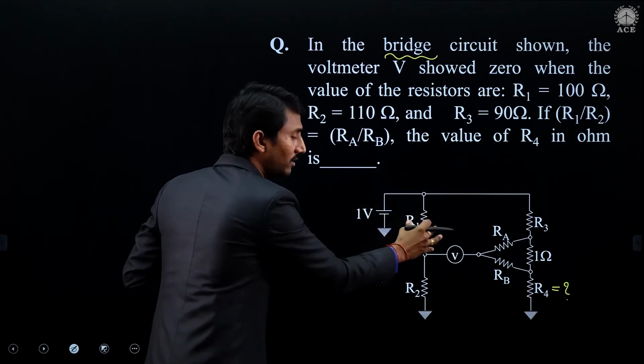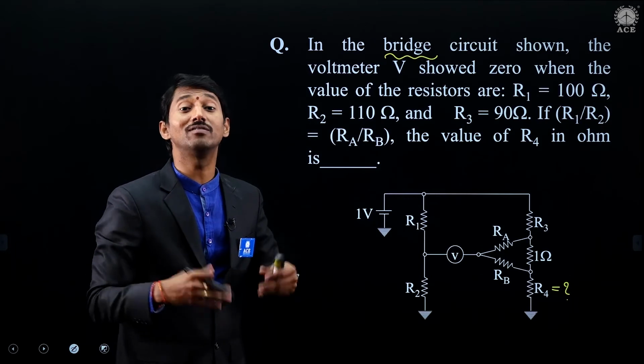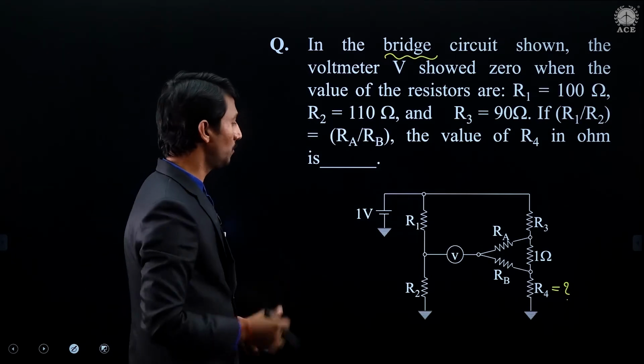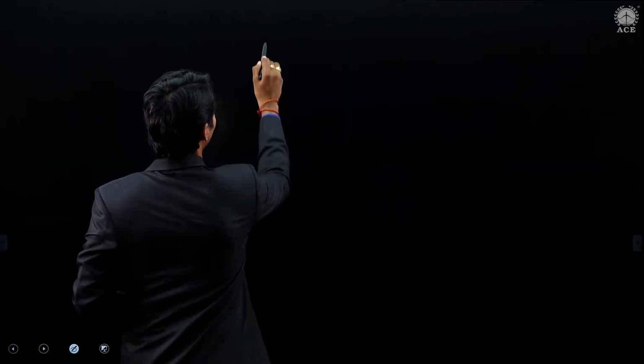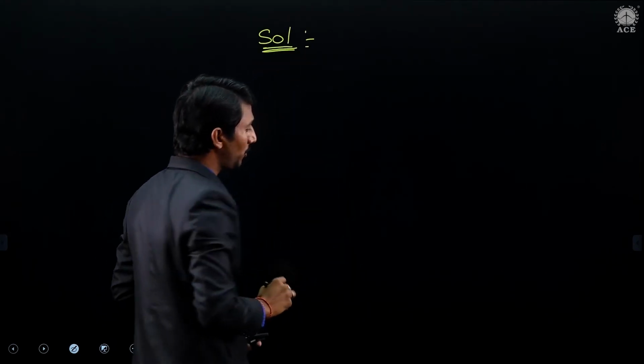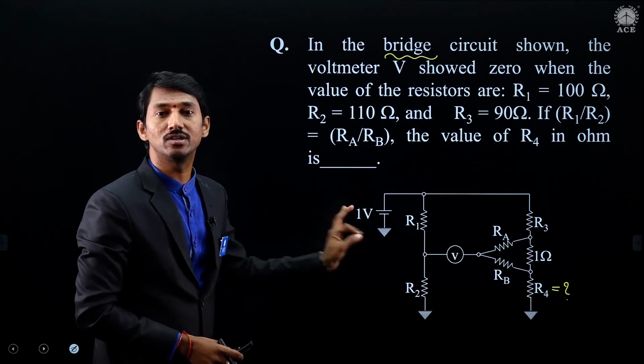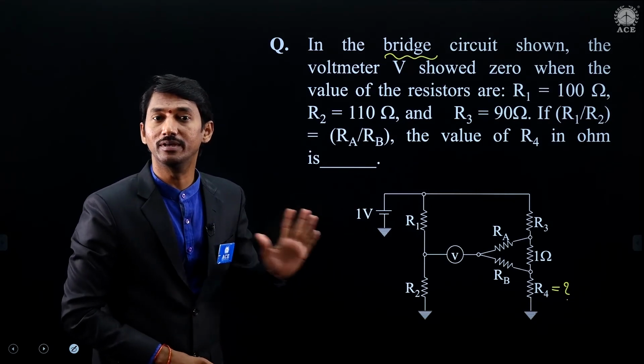Now, I am bringing this entire circuit back into our normal structure, what we see generally. That I am doing now. Here, by seeing this picture, you need to understand that this is nothing but Kelvin's double bridge circuit model.